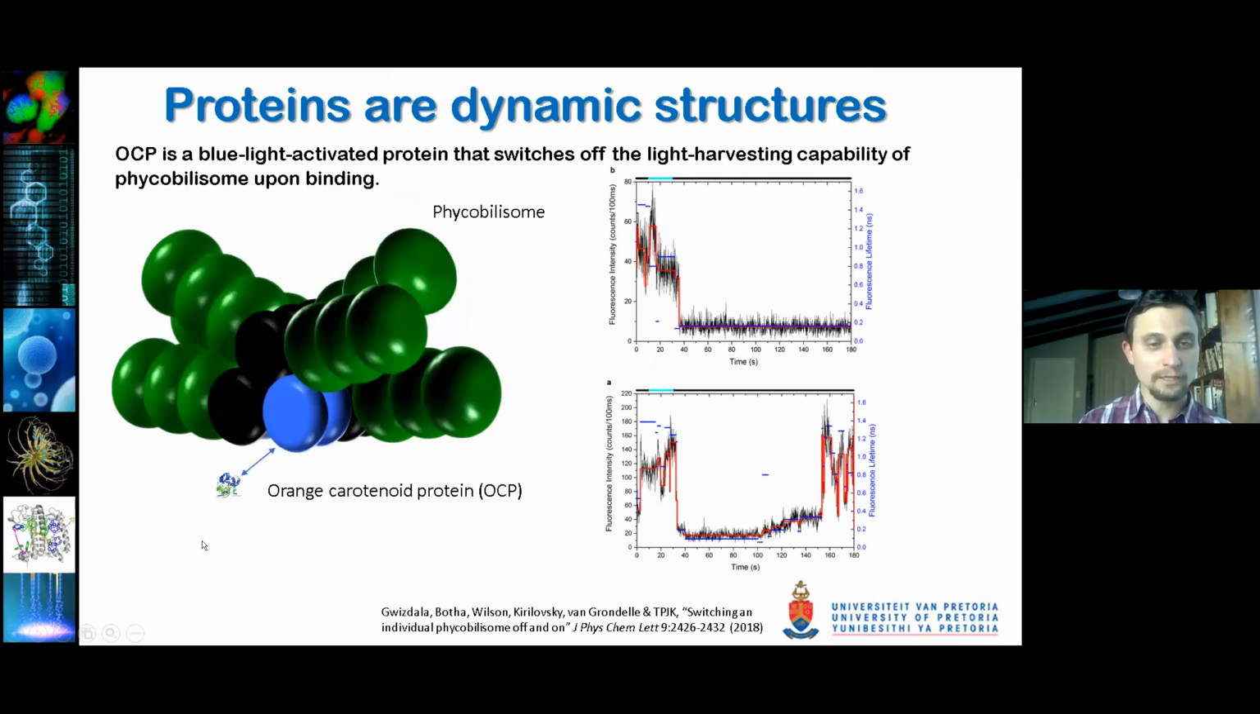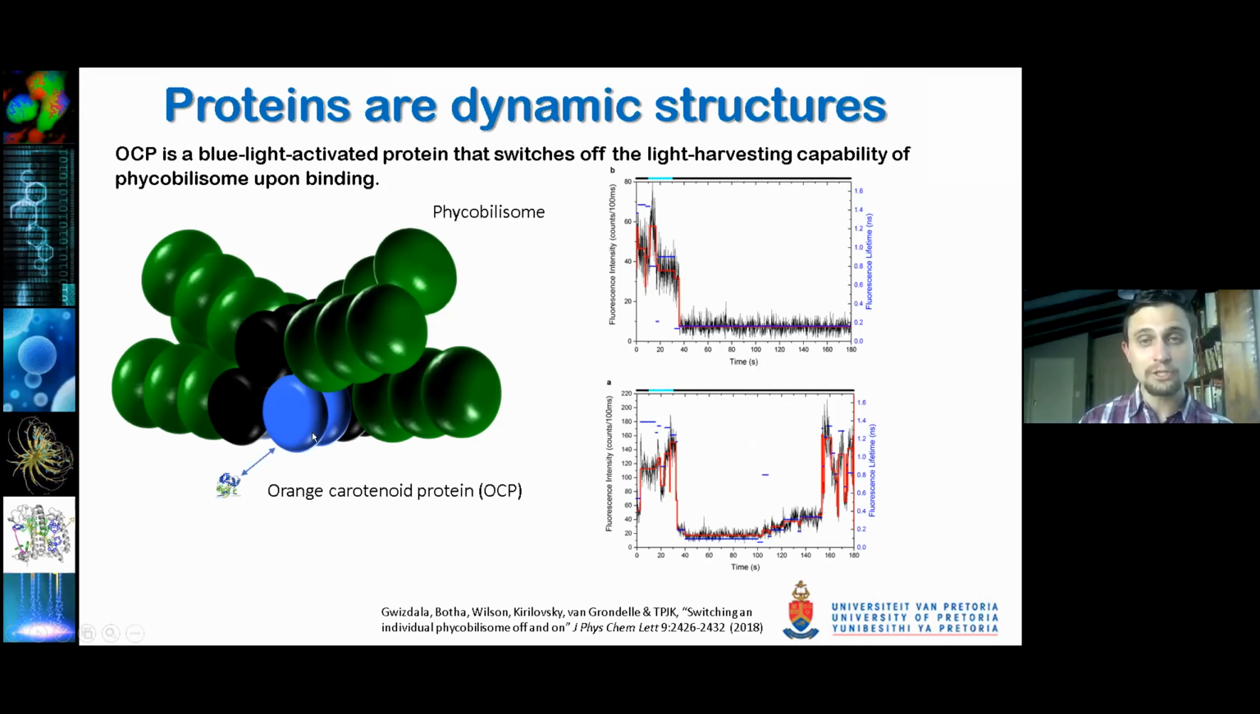Another example is this huge protein system called the phycobilisome, which is the main light harvesting complex of cyanobacteria. The light harvesting activity is switched on and off by this small protein here, which is called the orange carotenoid protein. This is a photoactivated protein, so it means that it needs blue light in order to become active. Once it's activated, it will bind to the core of this phycobilisome and then switch its activity off.